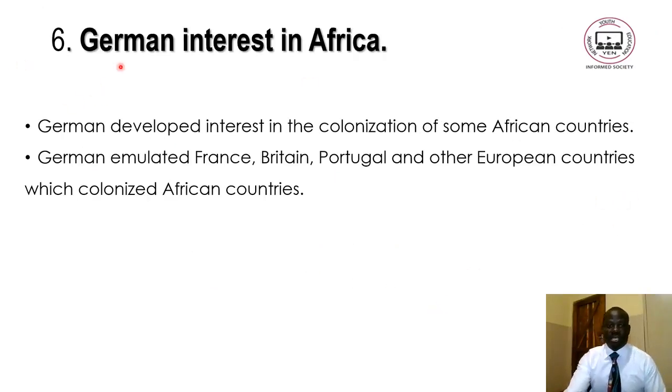And also, let us look at the German interest in Africa. Germany developed interest in the colonization of some African countries. Germany emulated France, Britain, Portugal, and other European countries which colonized African countries. So later we see that Germany came onto the scene after she saw that other European countries were also embarking on the scramble for Africa.